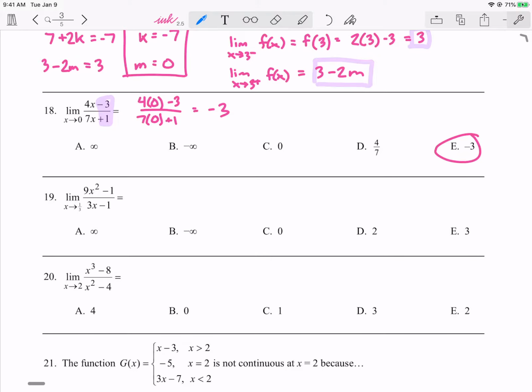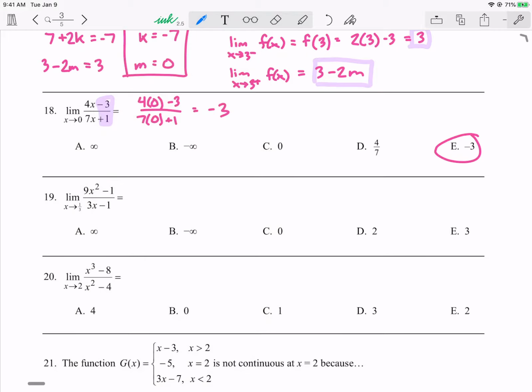Next one says limit as x goes to 1/3. I know I'm going to get 0 on the bottom. And on top, I noticed that 1/3 squared would be 1/9. So 1/9 times 9 is 1. 1 minus 1 is 0. So I get 0 over 0. That means I need to do some factoring.